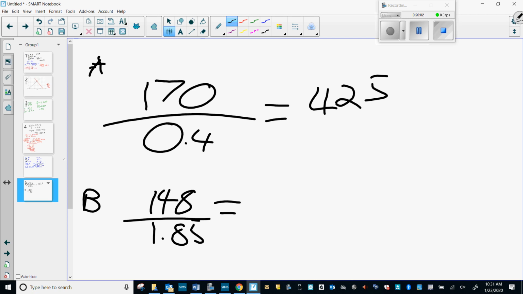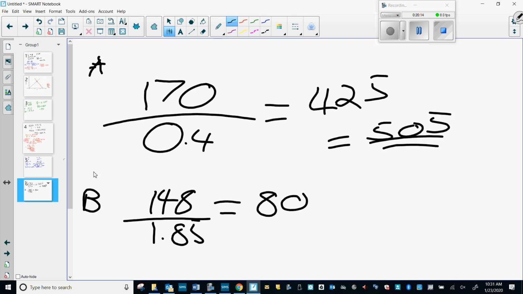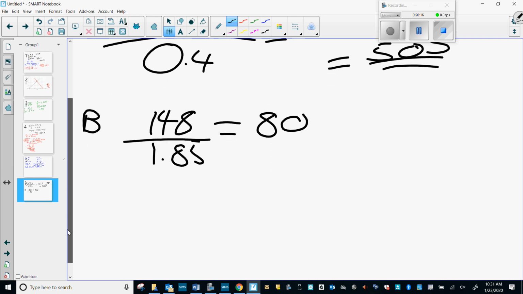Which equals 80. And then I added the two of these together, so 425 plus 80, which gave me 505. So that would have been the volume of liquid C.